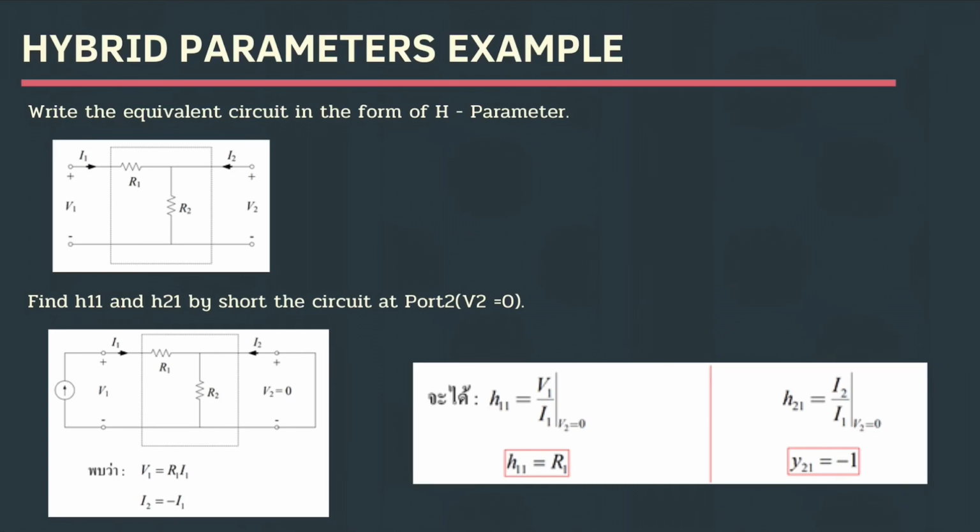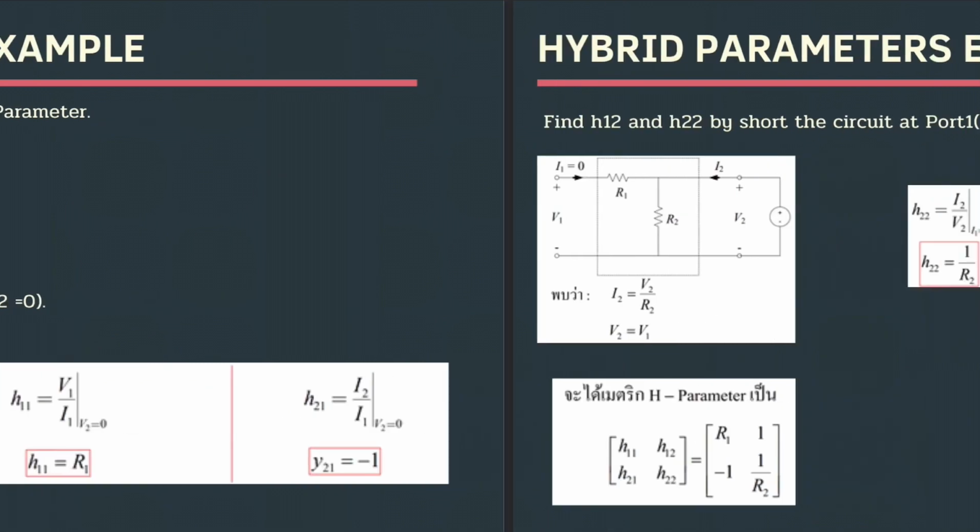Step 1, find H11 and H21 by shorting the circuit at port 2, when we determine V2 equals 0. We will write the equation V1 equals R1 I1, and I2 equals minus I1, and we get these equations from this picture.